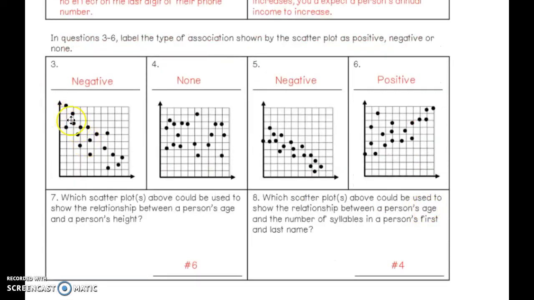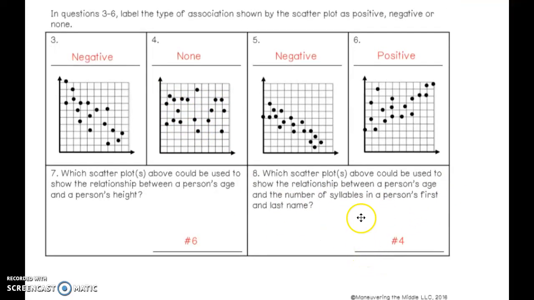Down here we have a negative relationship, we have no relationship, a negative, and positive. Even though it's a weak relationship, the points are not close together. It is heading uphill, so it has a positive relationship. Number 6 could explain a person's age and height as long as you're thinking about a child who is growing up and getting taller every year. Number 8, a scatterplot can be used to show the relationship between a person's age and the number of syllables in the person's first and last name. Again, no relationship between your age and the letters in your name, or in this case, syllables.